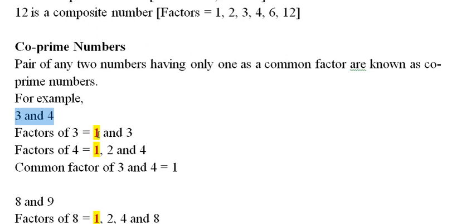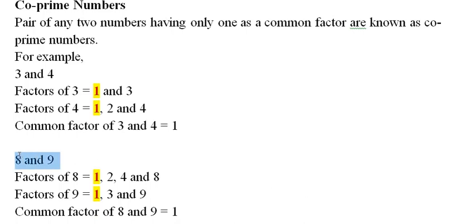So any pair of numbers which have the common factor as 1 is known as co-prime numbers. It is not compulsory that both the numbers have to be prime numbers. One number can be a composite number and the other number can be a prime number. Like here, 3 is a prime number and 4 is a composite number. Now again, see here in this pair, both 8 and 9 are composite numbers. They are not prime numbers. But still they are co-prime numbers. Why? Because there is a common factor of 1.